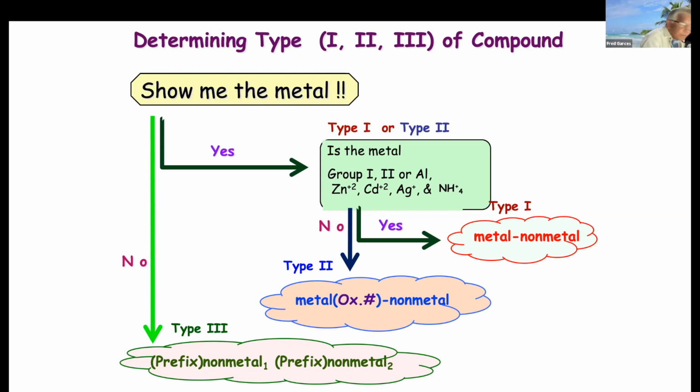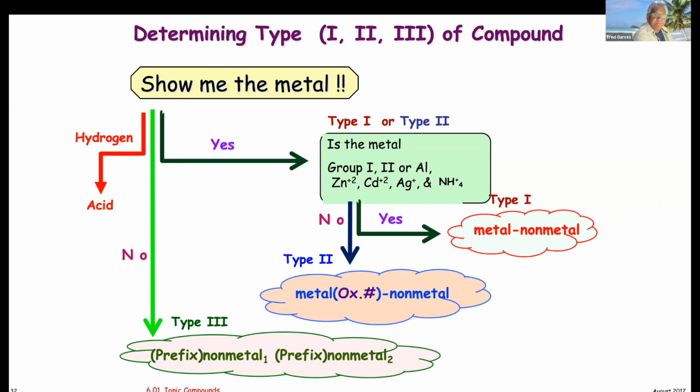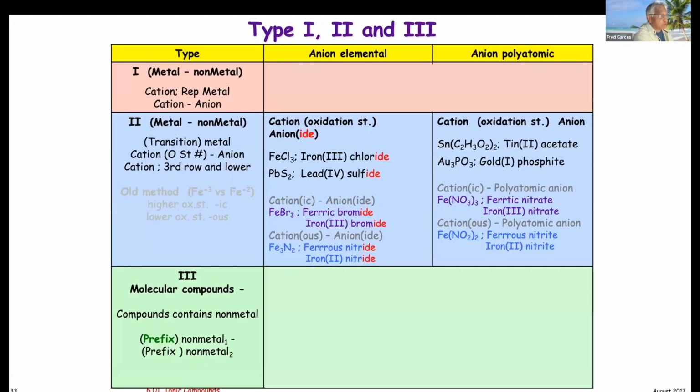So we name the compounds that don't have metal by this format: a prefix non-metal 1, a prefix non-metal 2. Okay, and then if you have a hydrogen in front of that formula, then it's an acid, like HCl, that's hydrochloric acid, or H2SO4, that's sulfuric acid. Okay, but let's take a look at the rules.